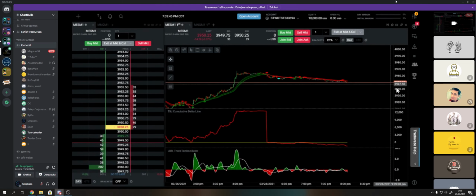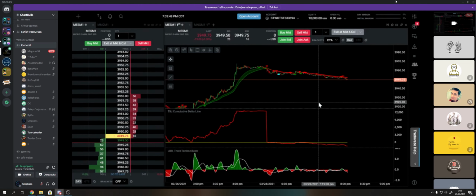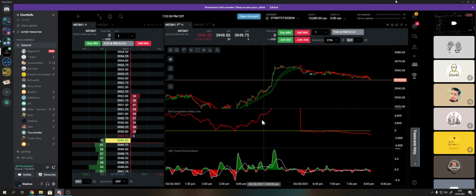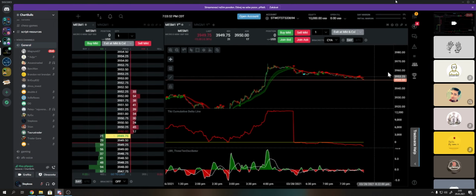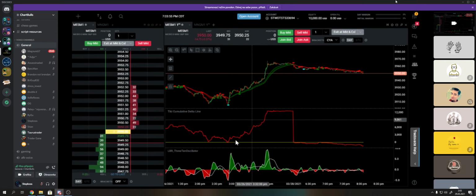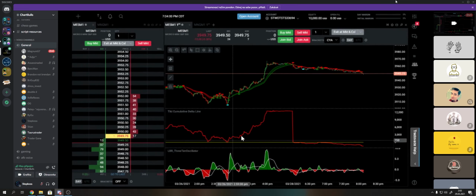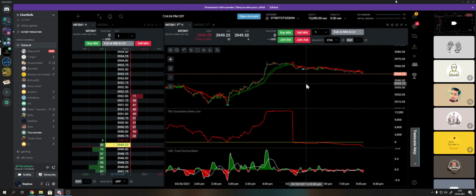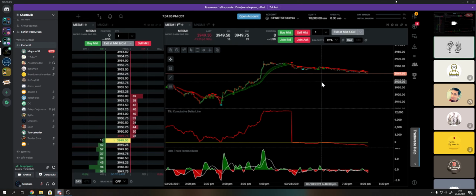Cumulative delta, to me, started giving me mixed signals because it is only the weaker retail traders that are market buying. You know what I mean? The only time I use cumulative delta is when price is going down and cumulative delta is going up. It usually tells me that there's bigger players coming into the market, pushing us in the opposite direction.